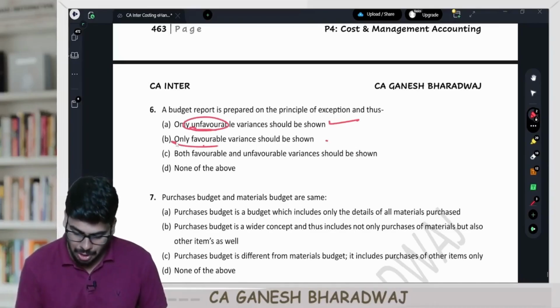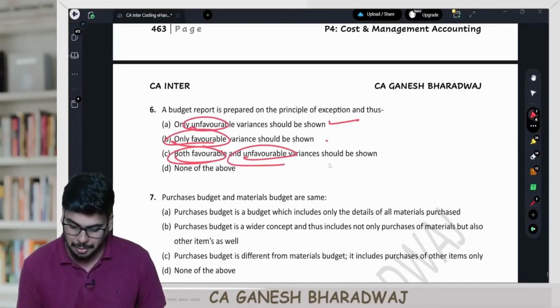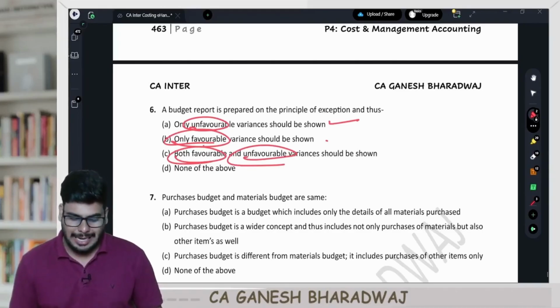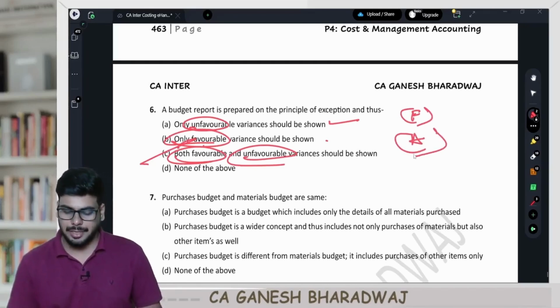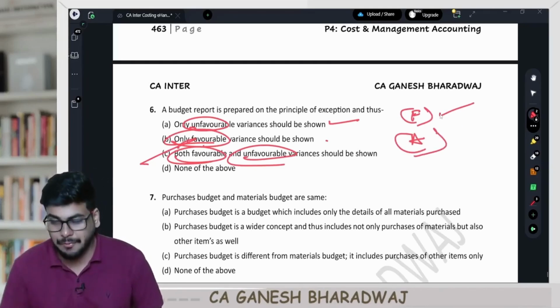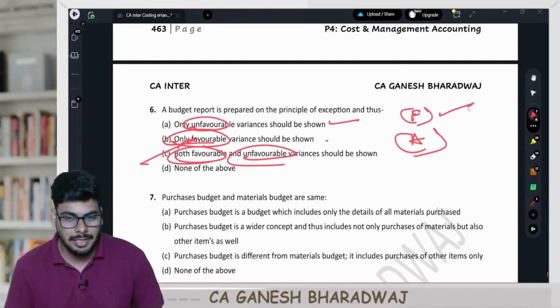Only unfavorable, only favorable, both favorable and unfavorable variances should be shown. None of the above. A, B, C, D. C. Obviously, you should show both the favorable and adverse. Are you clear with this? Right, just now we saw, just because you have a favorable variance, it doesn't mean that it's always good. Right? Fine, clear with this?